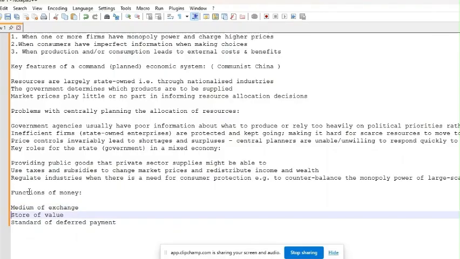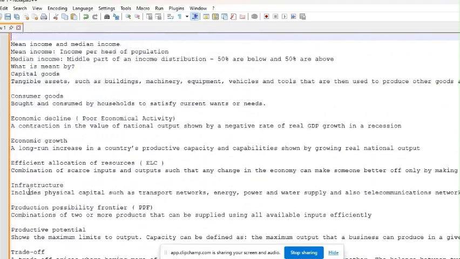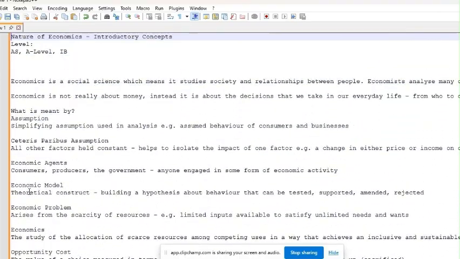Anyways, this is everything for economics today. This is an introduction to economics, all the terms or the nature of economics, the first part of the CSEC syllabus. This is the introductory concepts. Yes, that is everything for now.